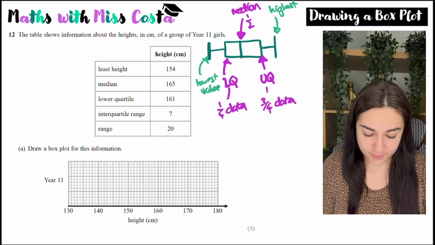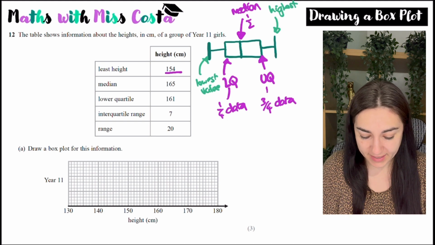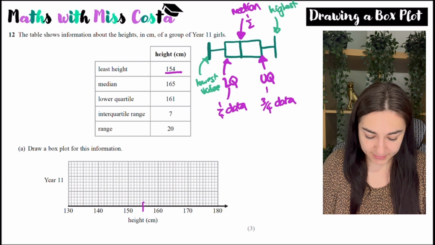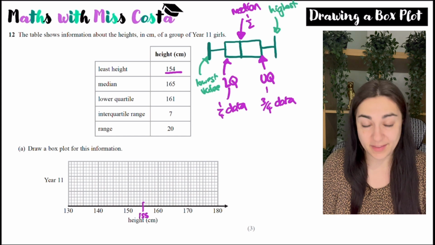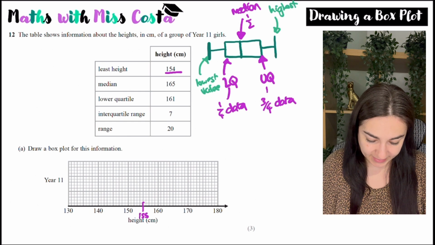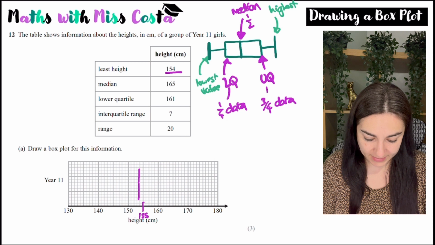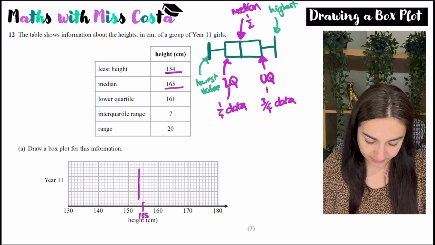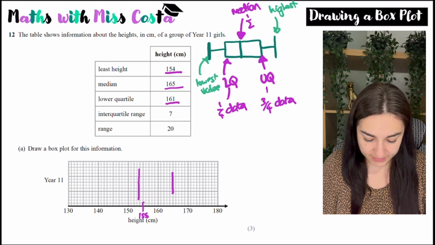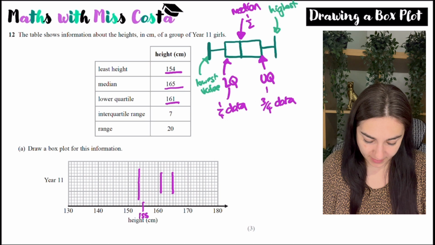So let's look at the information we've been given. We've been given the lowest value, which is 154. Now let's quickly look at our scales. So I know this is 155. There's 5 squares, so between 150 and 155, that means that each square must be going up by 1. So 154 is over here. The median is 165, so I can plot that here. The lower quartile is 161, so I can plot that here.